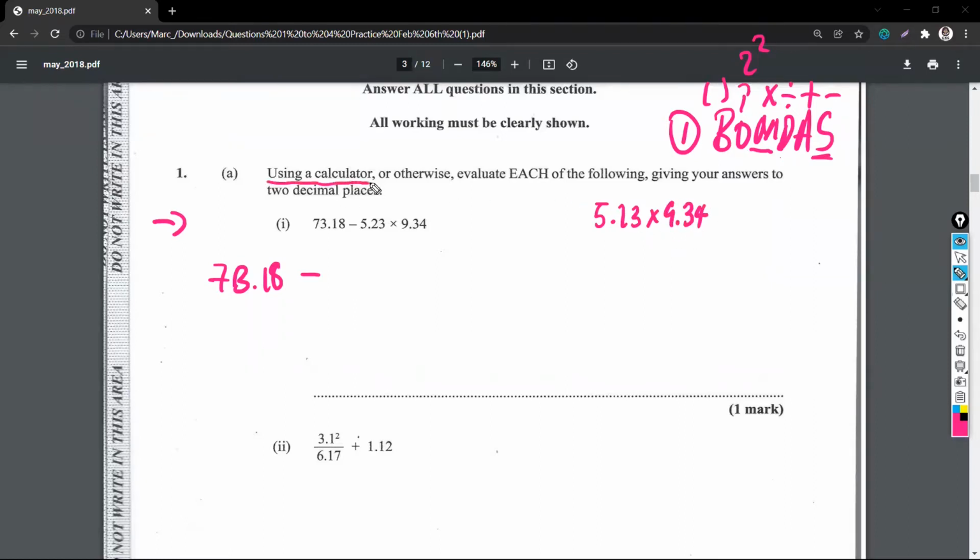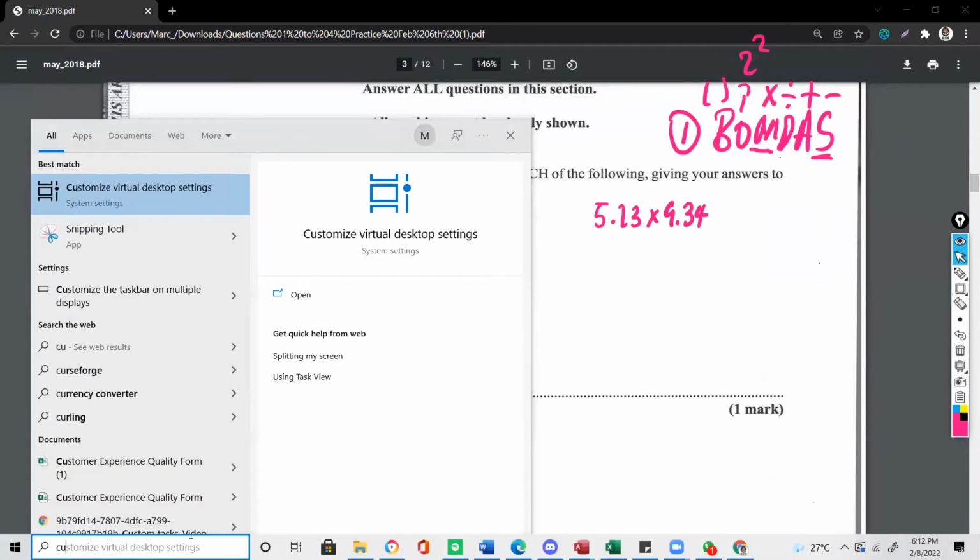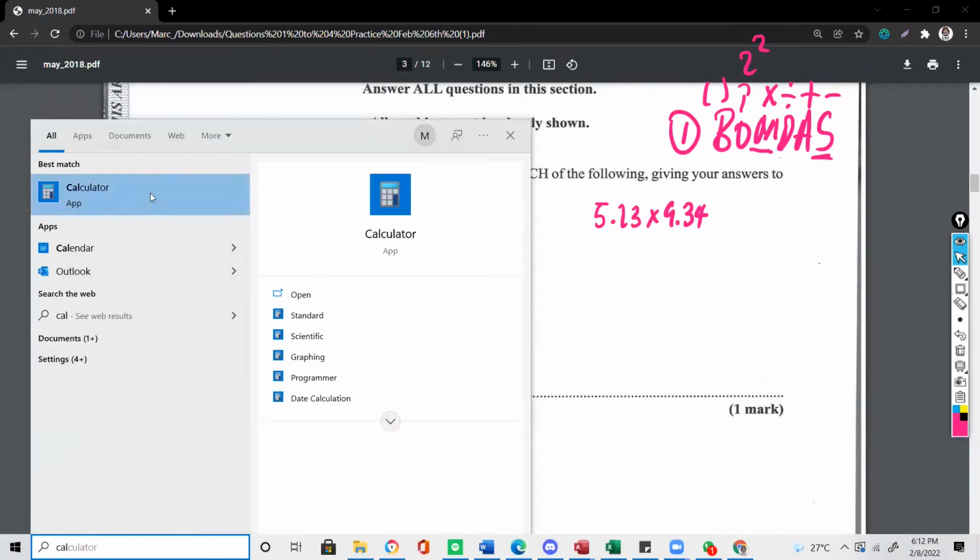Guys, it says using a calculator or otherwise, so you can use a calculator if you want to. You don't have to overthink it and work it out. If it says use a calculator, guys, I'd advise that you use one. That's just my opinion.